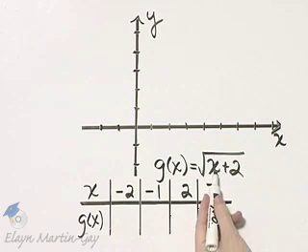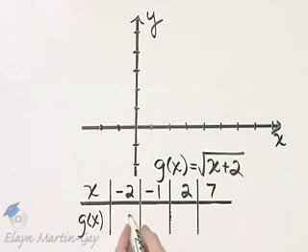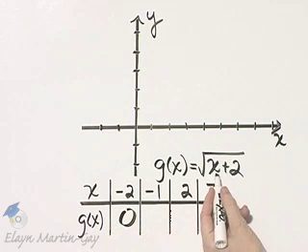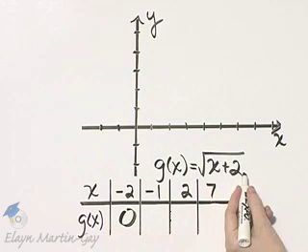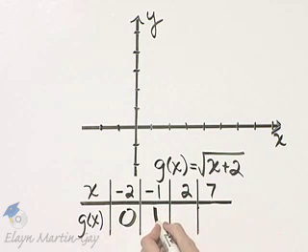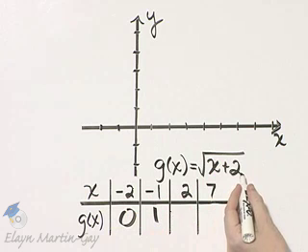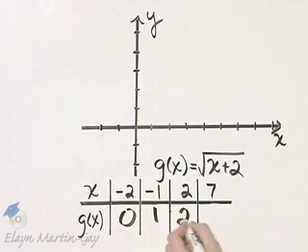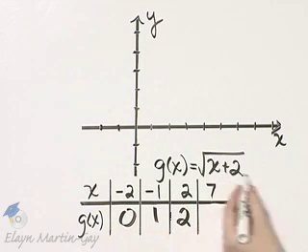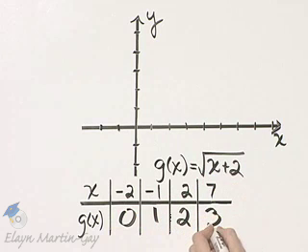If x is -2, I have the square root of -2 plus 2. That's the square root of 0, which is 0. If x is -1, -1 plus 2 is 1. The square root of 1 is 1. If x is 2, 2 plus 2 is 4. The square root of 4 is 2. And if x is 7, 7 plus 2 is 9. The square root of 9 is 3.